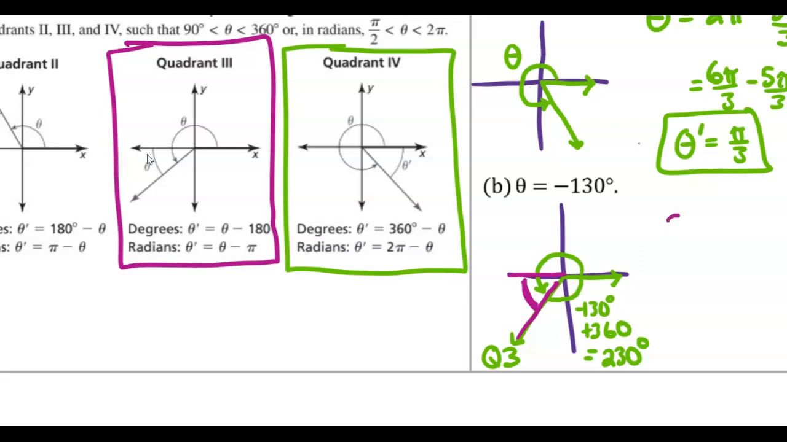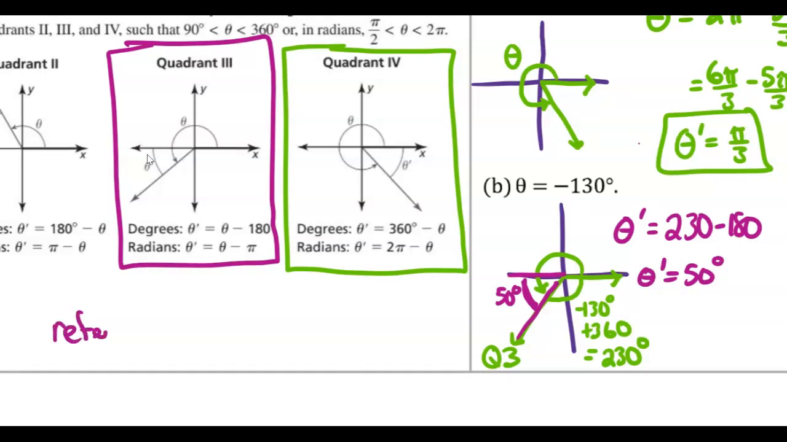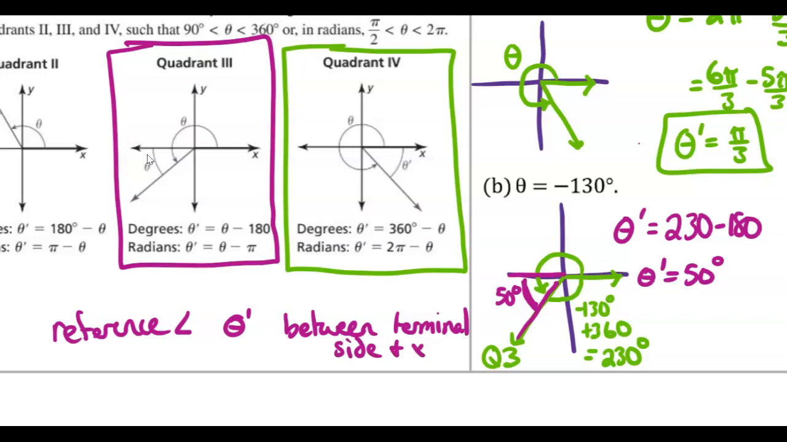So our angle was 230, and 230 minus 180 equals 50 degrees. So this is a 50-degree angle right here. And that's how we can do that: we went past 180, so the distance between is 50. So the key I find is knowing that when it is a reference angle, it has to be between the terminal side, meaning where the angle ends up, and the x-axis.